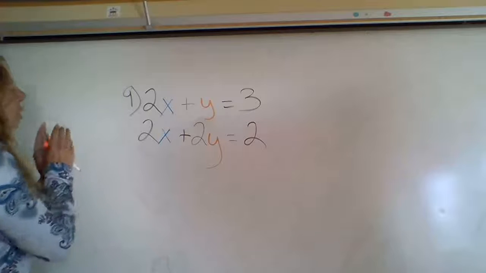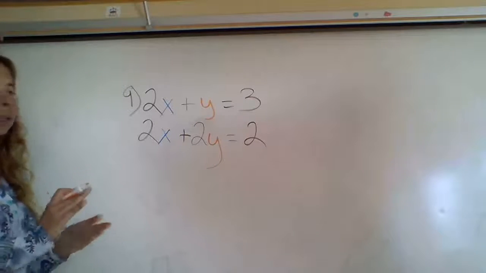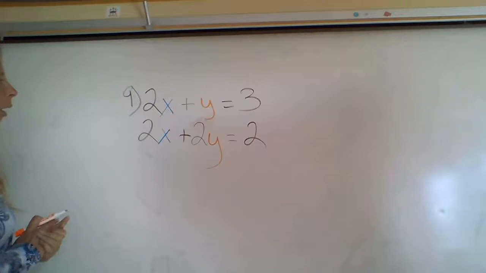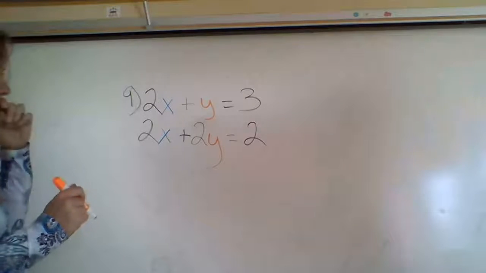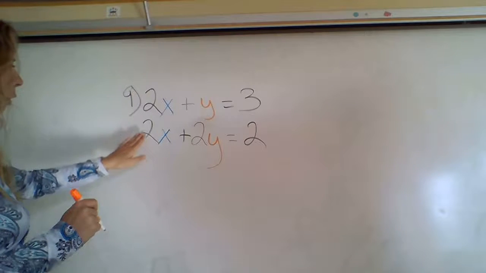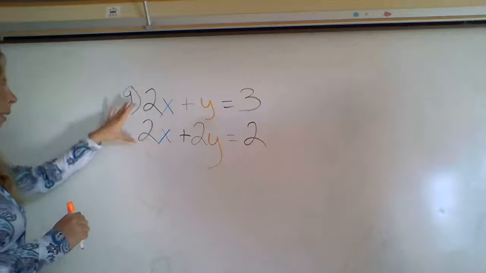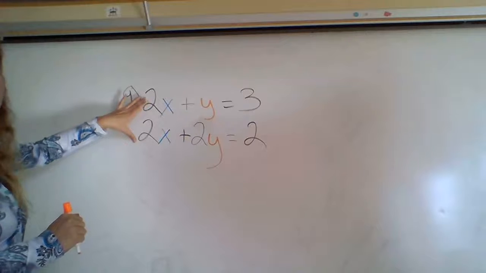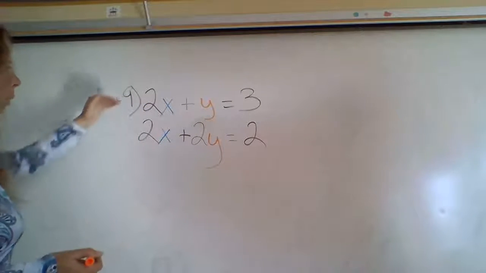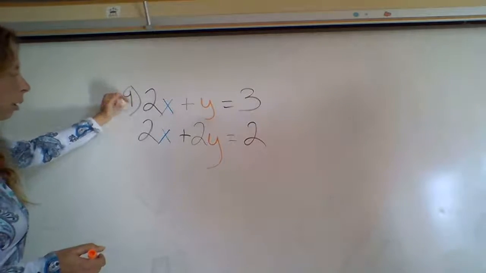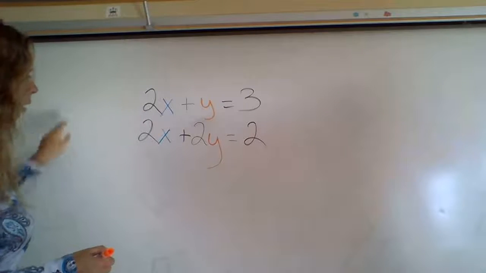So we're doing elimination. We're going to eliminate either x or y. You could do either. For this one, I have 2x and 2x, and I have 2y and y. So my x coefficients are the same. They both have a 2. That means that's going to be the easier one. If you wanted to eliminate y, you could. You could multiply this top equation by 2, and then those would match. But that's more work, so x.